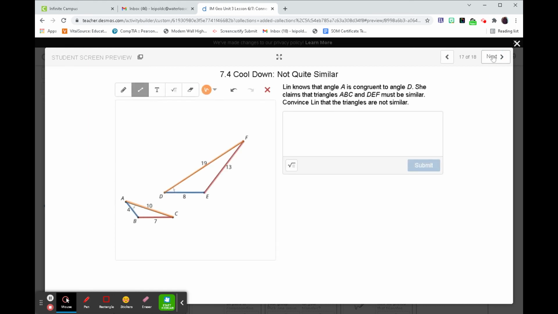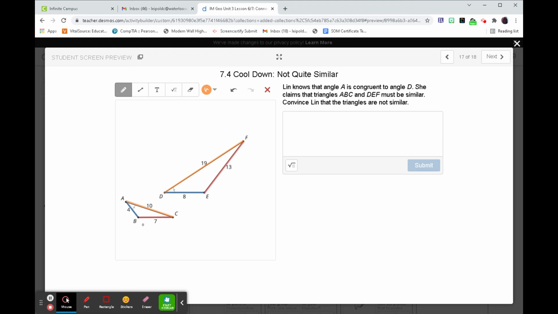And then the last one, it says Lynn knows that angle A is congruent to angle D. She claims that triangles ABC and DEF must be similar, but we want to convince her that it's just not there. And this one, I hope when you actually look at the numbers, you see is pretty straightforward. It's not difficult to notice that the blue segment AB is 4. On DE, it is 8. So that means we've doubled it. So we've taken AB times 2 gives us DE.